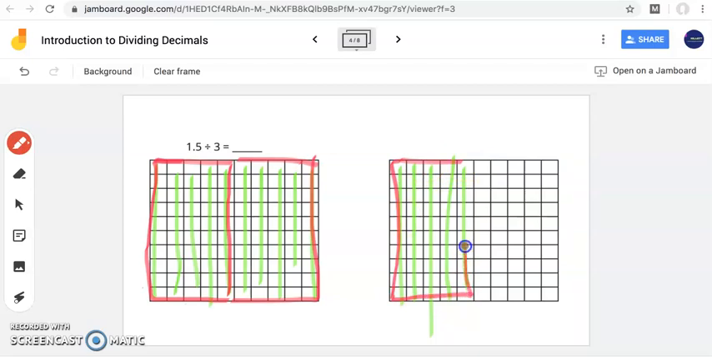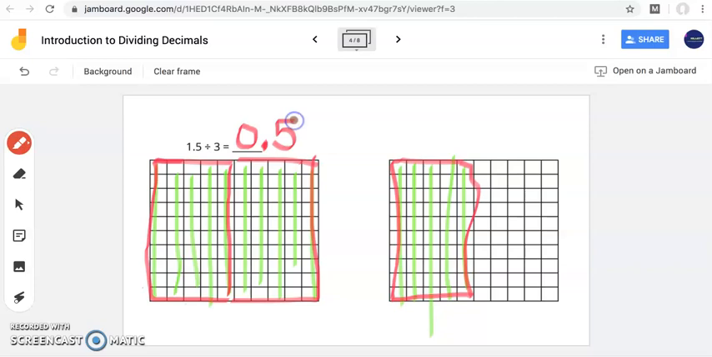Now I'm going to go back to my problem and see if this is correct. So looking here, I have 1 and 5/10 divided by 3. I took the 1 and 5/10 that was shaded in green and I broke it into 3 equal pieces. Now looking at each piece, I see that each piece has 5/10 in it. Therefore, my answer is 5/10.